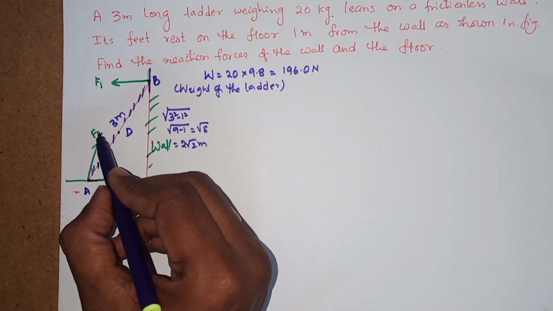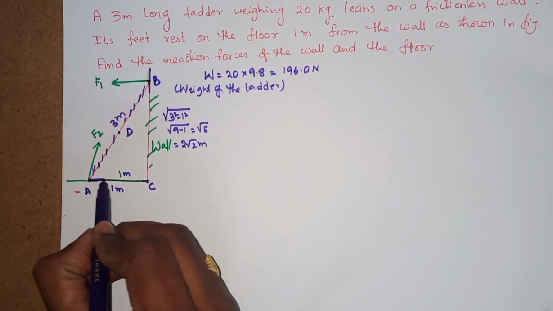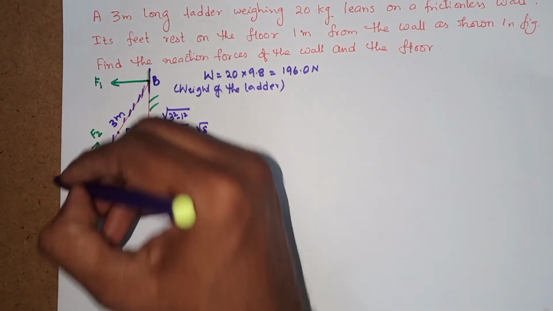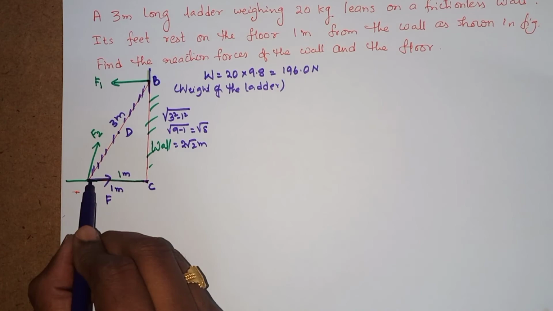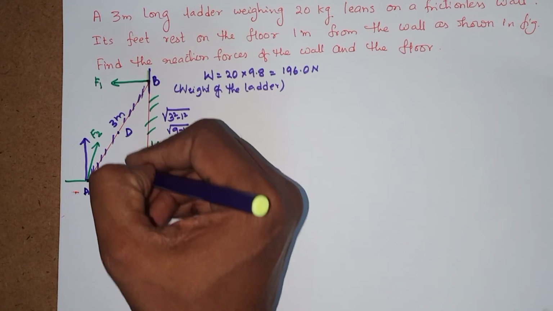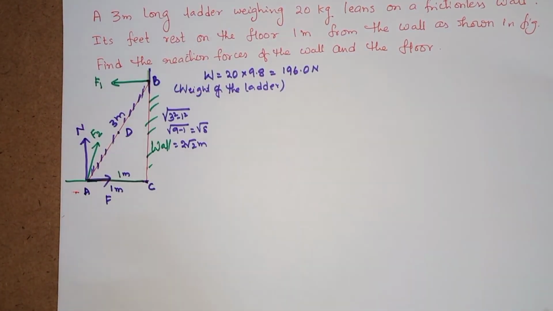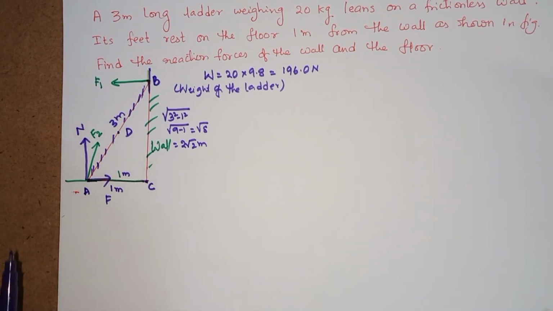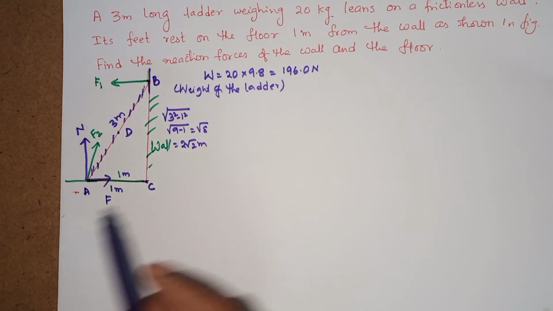Now this F2 is resolved into two components. F2 is a vector, divided into an x component and a y component. Obviously this y component, which is acting upward, is called the normal force. The entire ladder is not slipping. Of course, there is friction, the floor is opposing. Now this setup is in equilibrium, so we need to calculate the total forces.